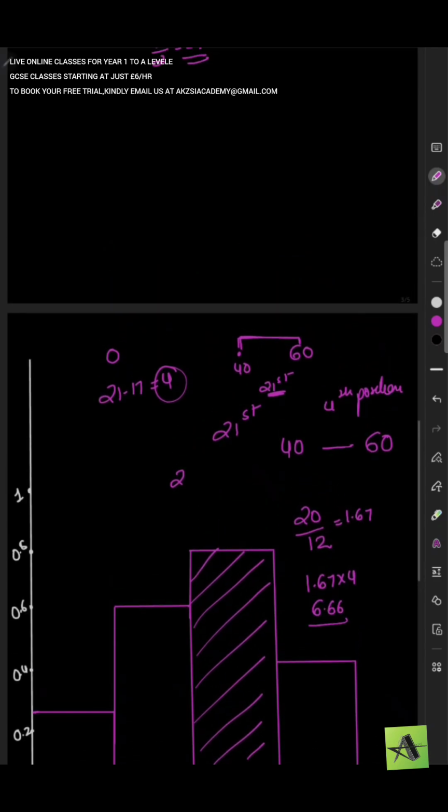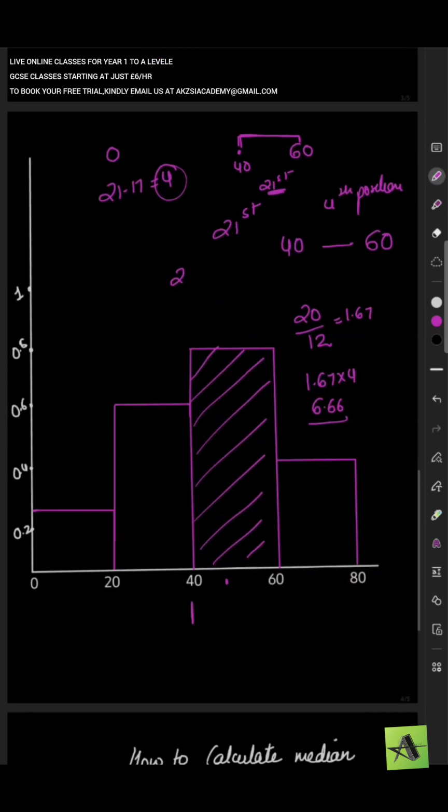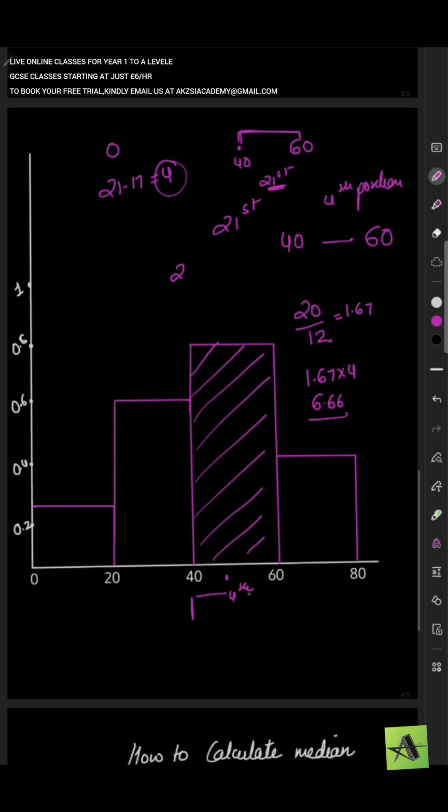So I can understand that 6.66 is basically the value, it's not exactly the median, but in between, at the 4th position, the value of our data in this case is 6.66. So from the beginning, what I need to do is add the previous frequencies, previous values of x, which is 40. So 40 plus 6.67, which is 46.67.